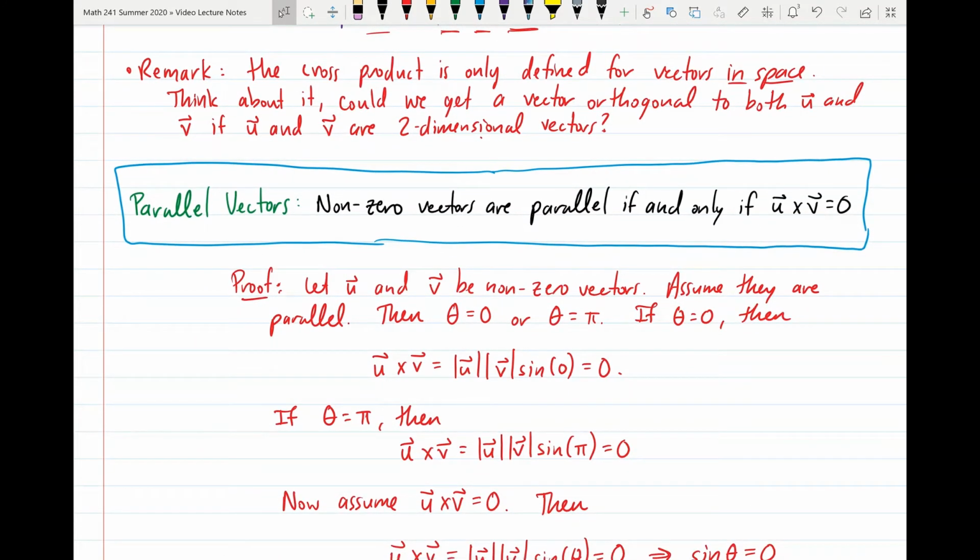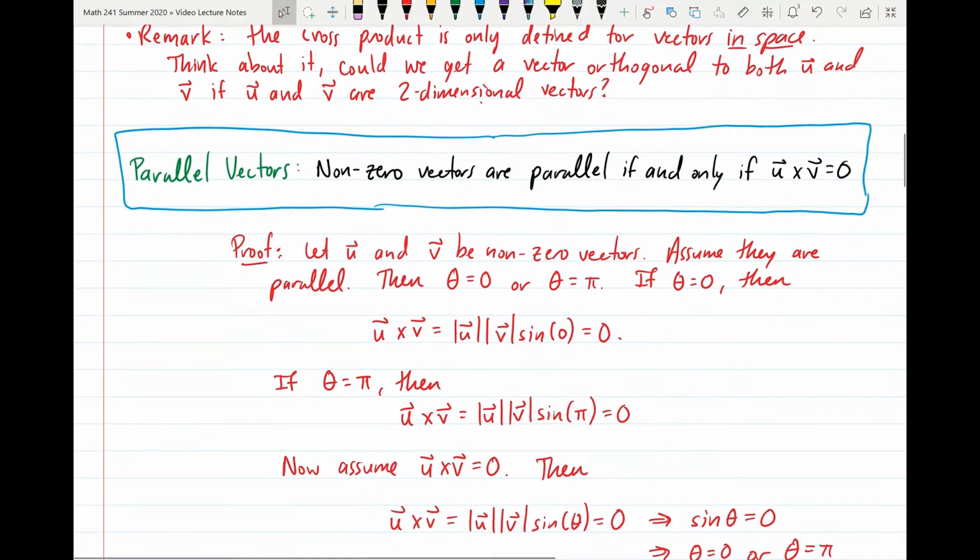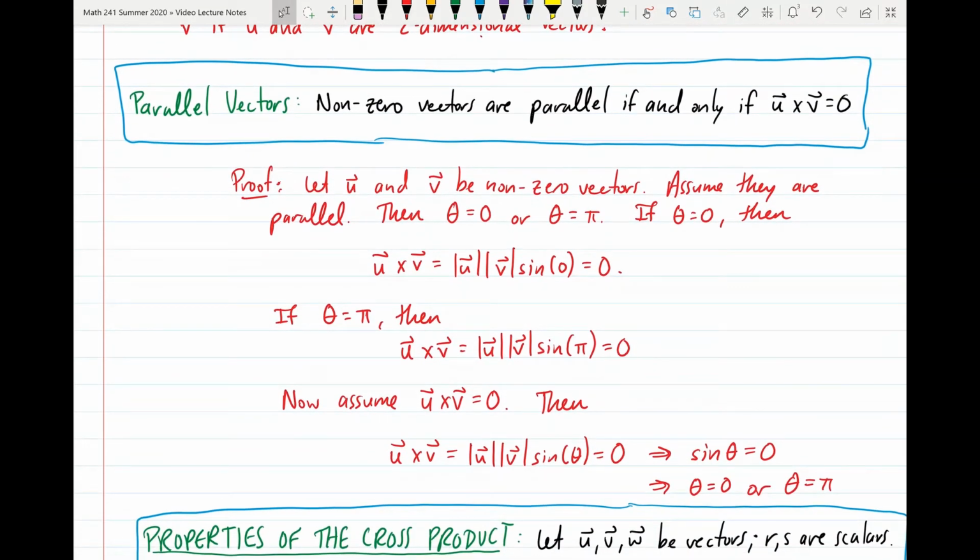Okay, recall from the last video on the dot product, we found that two vectors were orthogonal if and only if the dot product of the two vectors was equal to 0. And analogous to this fact, now using the cross product, we have that two non-zero vectors are parallel if and only if their cross product is equal to 0. So I'll give a little proof of this, kind of like I did for the dot product.